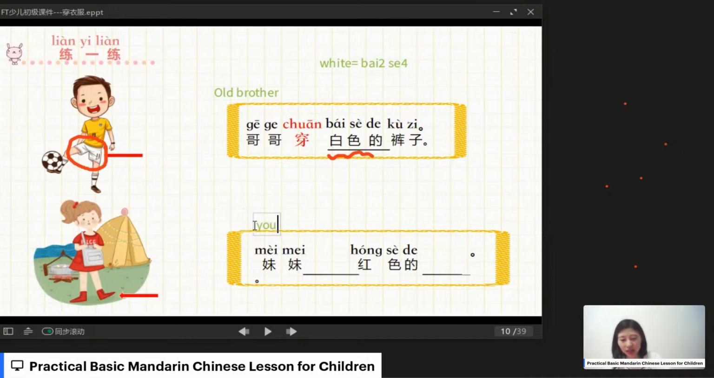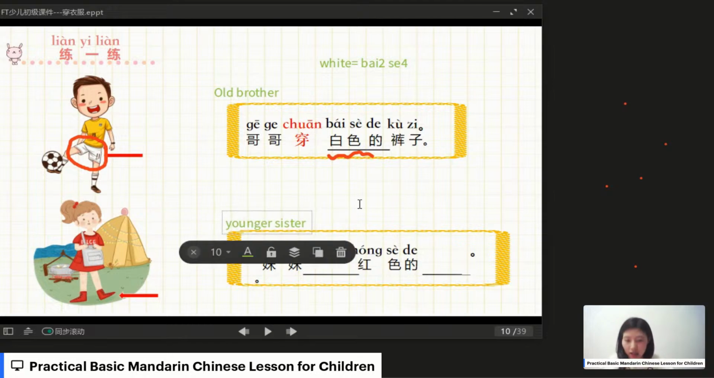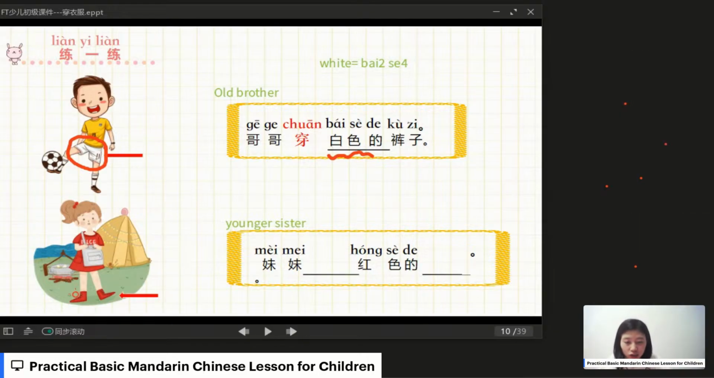Okay, the next one, you can see 妹妹. I think it's younger sister. 妹妹, blank, 红色的 something. Let's check here. We got the arrow here, so we are going to use these shoes, the right shoes. Shoes in Chinese is 鞋子. So the red shoes, that would be 红色的鞋子, but we still have one blank here.